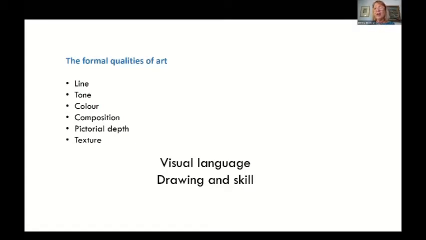It's like a visual language, and you need to understand how to do that and have drawing skills and general skill altogether. So all of those things are going to be taught when you study art.